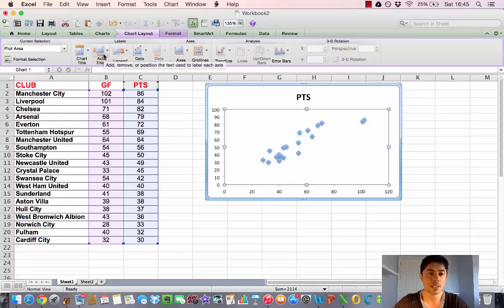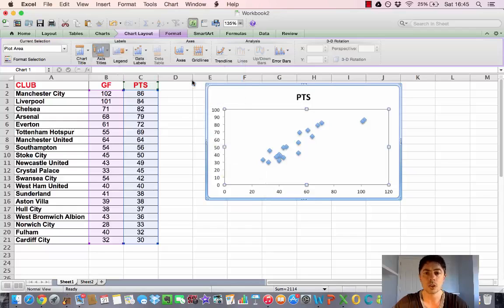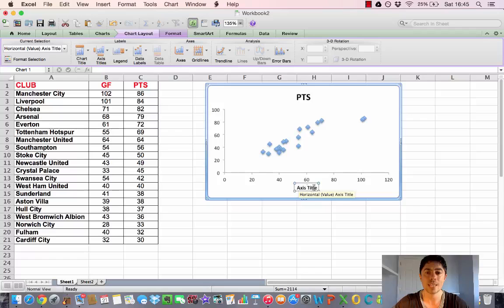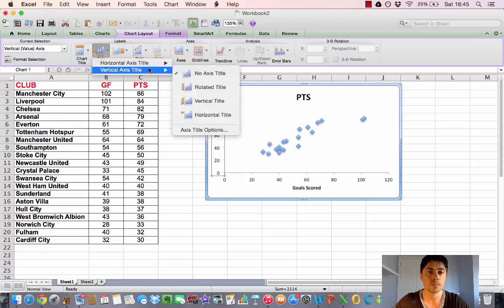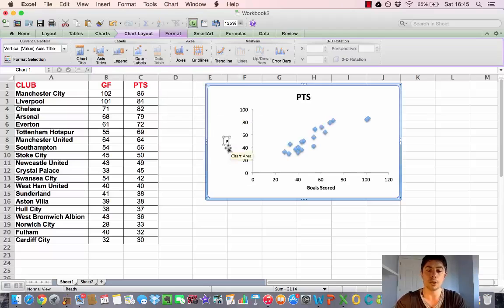I'll give my axis a title. So the horizontal axis, remember this is your x-axis, and that will be for your x variable, which is the independent variable. Likewise, we'll do the same for your vertical axis or your y-axis. And this will be your points.